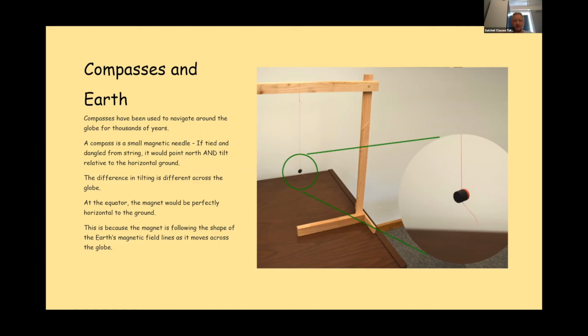It'll align itself with Earth's magnetic field, but depending on where you are on Earth, it would also tilt relative to the horizontal ground. If you are closer to the North Pole, then it will tilt down towards the ground on the North Pole. If you're closer to the South Pole, it'll tilt down towards the ground on the South Pole. At the equator, the magnet would be perfectly horizontal to the ground. And this is because it's following the curve within the field line of Earth's magnetic field as it moves across the globe.